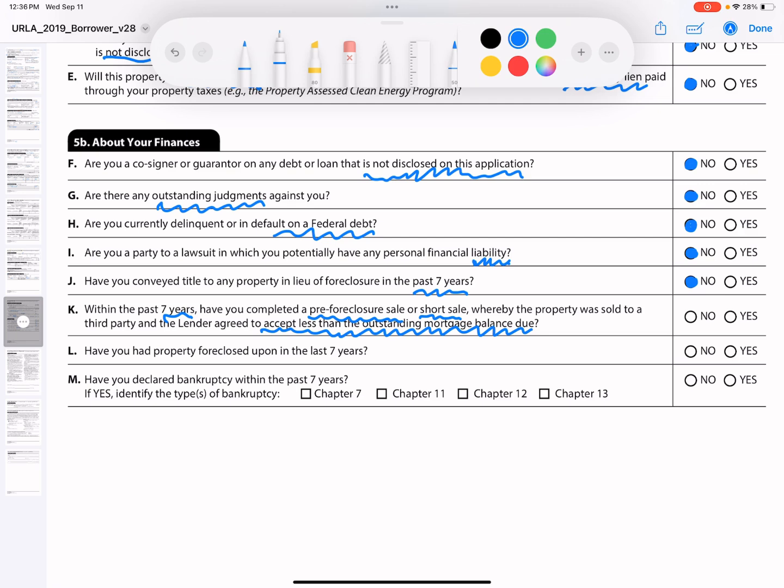So if you had a short sale and you sold a house for less than the mortgage balance due, you would know that because you would owe the lender money. We're going to say no. Have you had property foreclosed upon in the last 7 years? That's no. In each of these cases, the big point is that you defaulted on the mortgage and the lender took a loss or had to take action against you. Have you declared bankruptcy within the last 7 years? We're going to say no. In most cases, if you have declared bankruptcy in the last 7 years, there are going to be some very specific criteria that you would have to prove in order to get a mortgage loan.